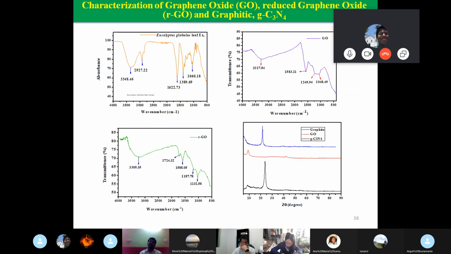This is the characterization of graphene oxide, reduced graphene oxide, and graphitic carbon nitride. FTIR analysis identifies the various components of the material. The peak at around 3,300 to 3,400 centimeter inverse corresponds to O-H stretching vibration, hydroxyl stretching. The peak at around 2,927 centimeter inverse corresponds to N-H stretching vibration, which we can see in GO and RGO. The peak at around 1,724 centimeter inverse corresponds to carbonyl stretching. From XRD analysis, we identify the crystallinity of the material. We can confirm that there are no other peaks in GO and g-C3N4.